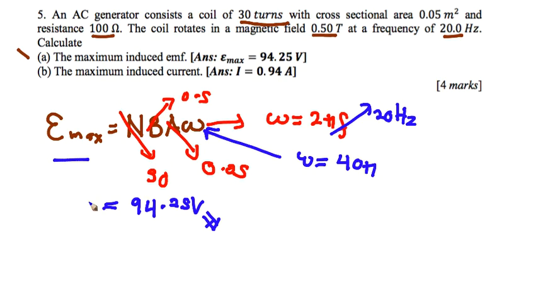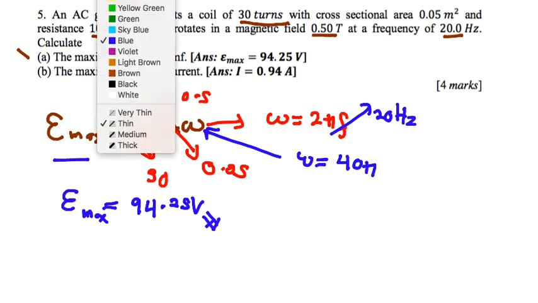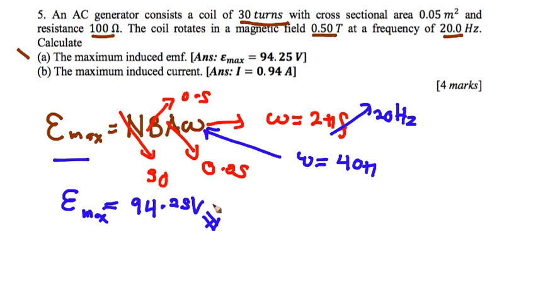And number 2 is maximum induced current. So this is E or Emax. When the coil rotates, the AC generator coil induces EMF 94.25 volt, meaning you can calculate the current flow if you have the voltage or EMF 94.25. So if you use Ohm's law, V is equal to IR.